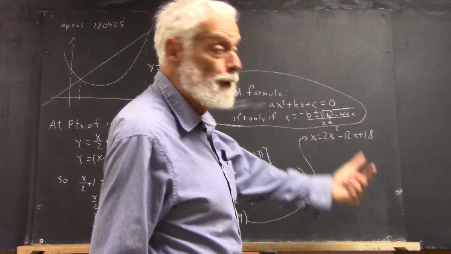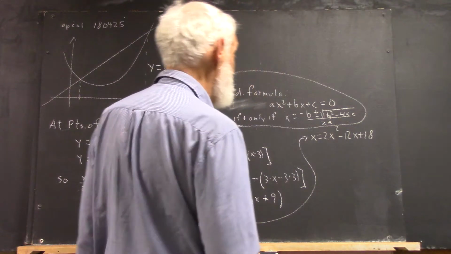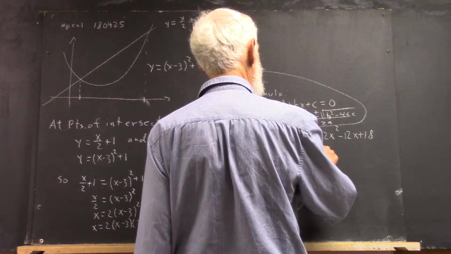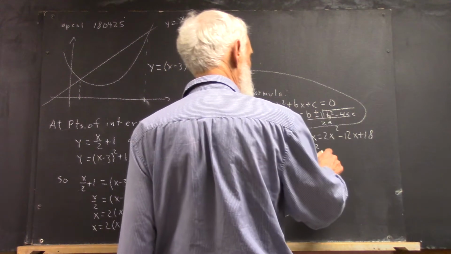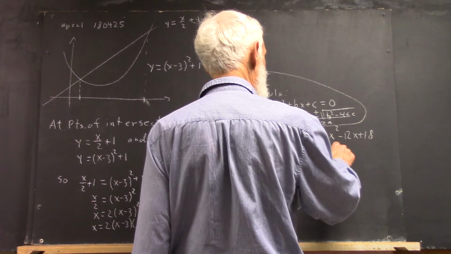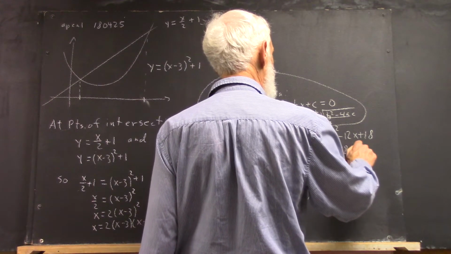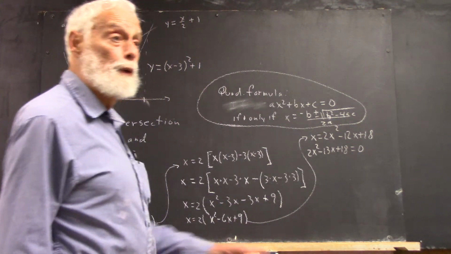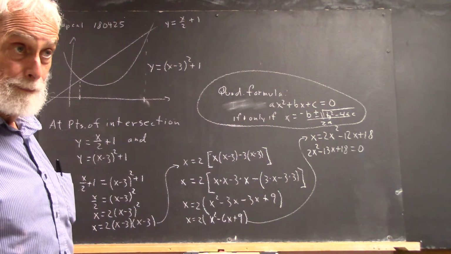Well, let's subtract x from both sides. And then we're going to switch sides just to get it on the left here, but it's not necessary to do that. Okay, now we can apply the quadratic formula.